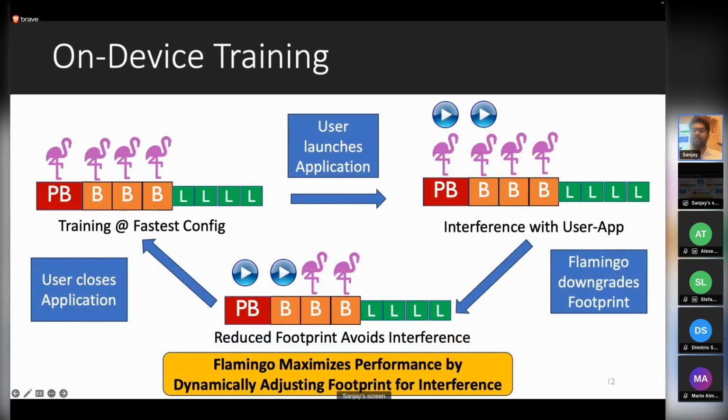All right, on-device training. Flamingo starts training with the fastest config. Once the user launches an application, Flamingo infers this interference through increased latency and downgrades its footprint to use fewer cores or lower performance cores. Flamingo monitors device load by intermittently trying to upgrade its footprint. After the user closes the application, Flamingo can then upgrade its footprint without interference, ultimately going back to its maximum performance. Therefore, Flamingo maximizes performance by dynamically adjusting its footprint for interference.